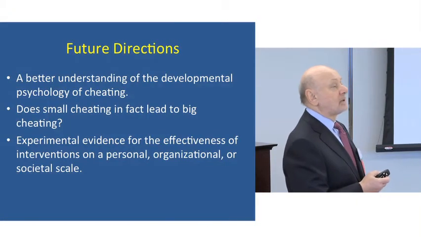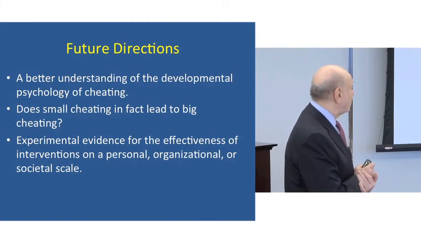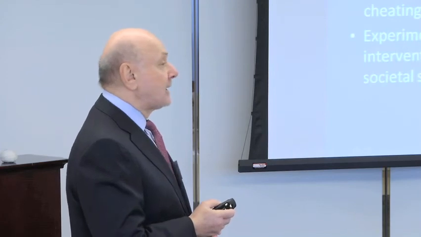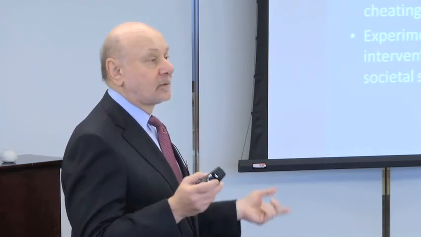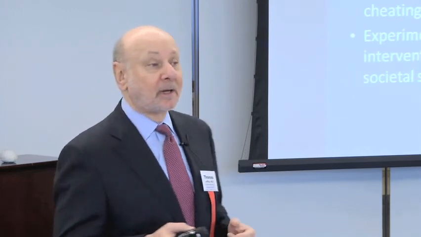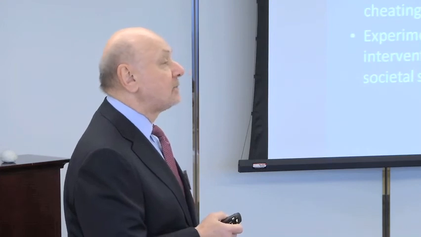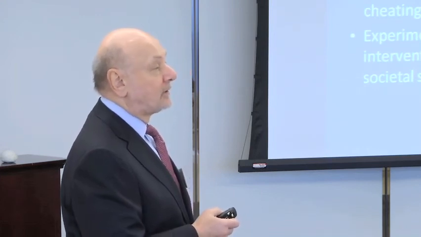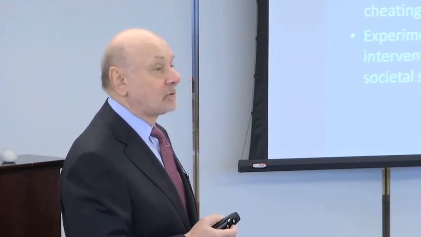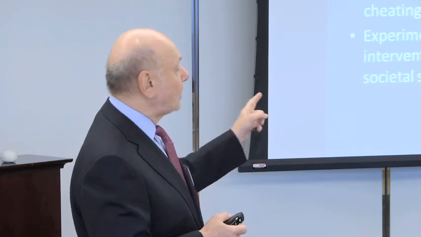And I think we need to understand the developmental biology and the evolutionary biology well. We don't know what the pathways are, and I'm not sure we know whether small cheating leads to big cheating. Maybe small cheating can immunize you against big cheating. And we need to measure the impact of any measures that we take to manage cheating to make sure that they, in fact, work on all these levels.